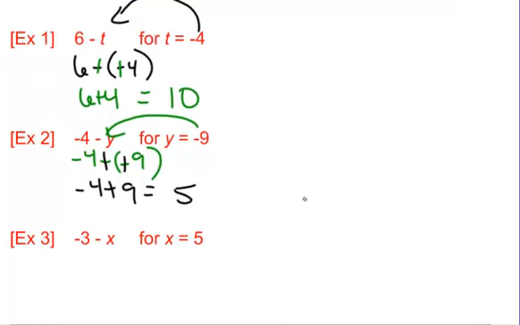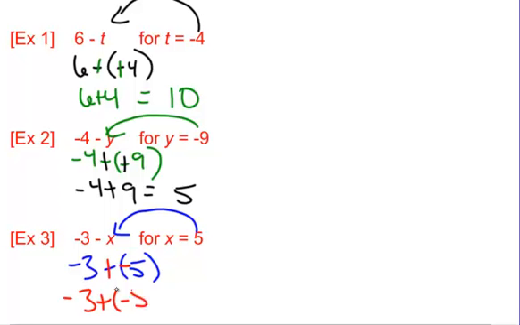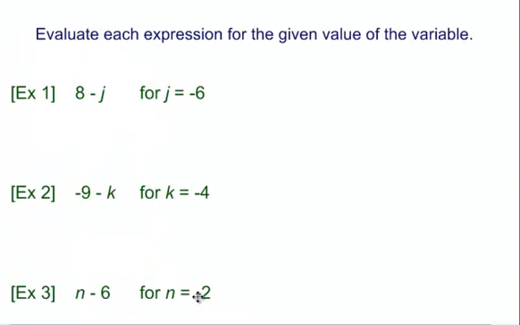Let's try here. Negative 3 minus x. Plug that 5 in for x. So negative 3 minus 5. Now, I didn't need to put it in parentheses because it's positive, but I did because I'm substituting. So now, negative 3 minus 5. So now I have negative 3 plus negative 5. Signs are the same, so we add. 3 plus 5 is 8. Higher one is negative, so it's negative 8. Okay, try these on your own.